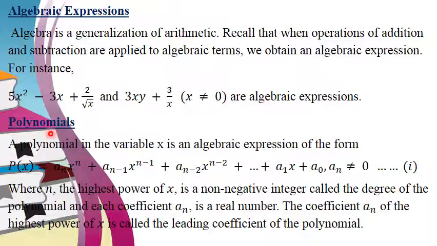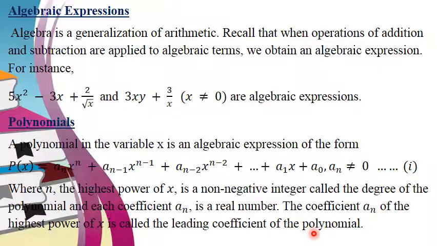Now polynomials. A polynomial in a variable x is an algebraic expression of the form p of x is equal to a n x to the power n, plus a n minus 1 x to the power n minus 1, plus a n minus 2 x to the power n minus 2, plus so on, with the last term a 0. And your a n should not be equal to 0, where n is the highest power of x, a non-negative integer called the degree of the polynomial, and each coefficient a n is a real number. The coefficient a n of the highest power of x is called the leading coefficient of the polynomial.